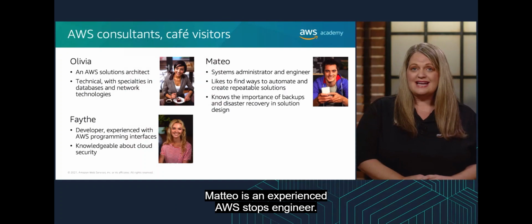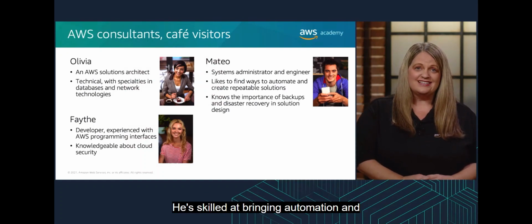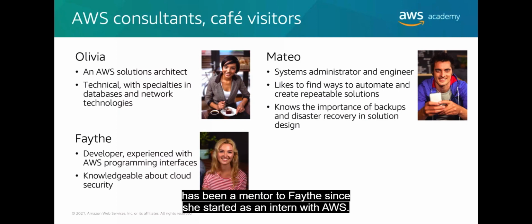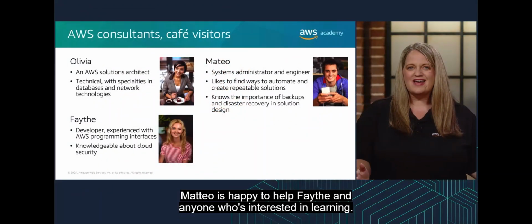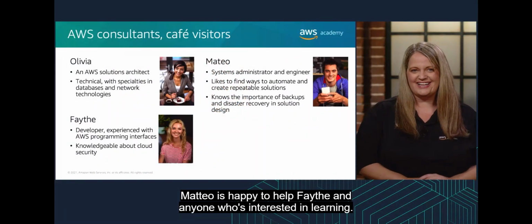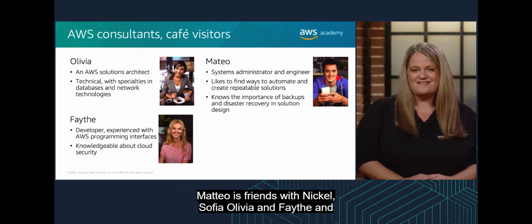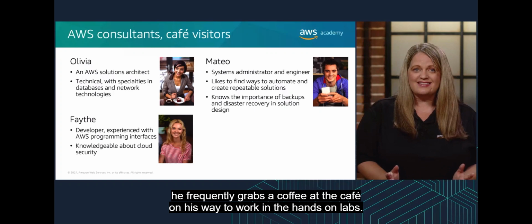Mateo is an experienced AWS SysOps engineer. He's skilled at bringing automation and fault tolerance to the solutions that he builds. He also likes to design for backup and disaster recovery. Mateo previously worked as a developer and has been a mentor to Faith since she started as an intern with AWS. Mateo is happy to help Faith and anyone who's interested in learning. Mateo is friends with Nikhil, Sophia, Olivia, and Faith, and he frequently grabs a coffee at the cafe on his way to work.